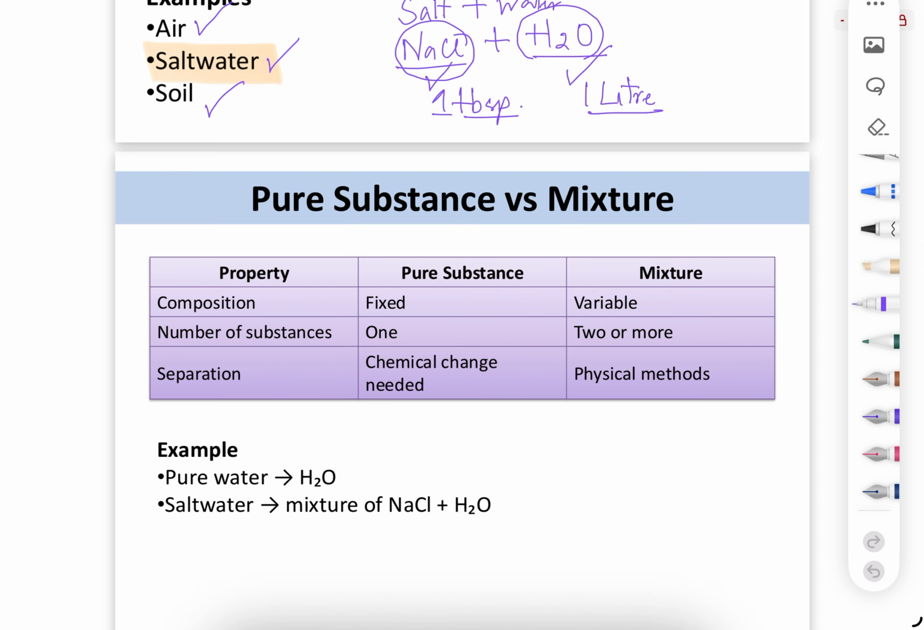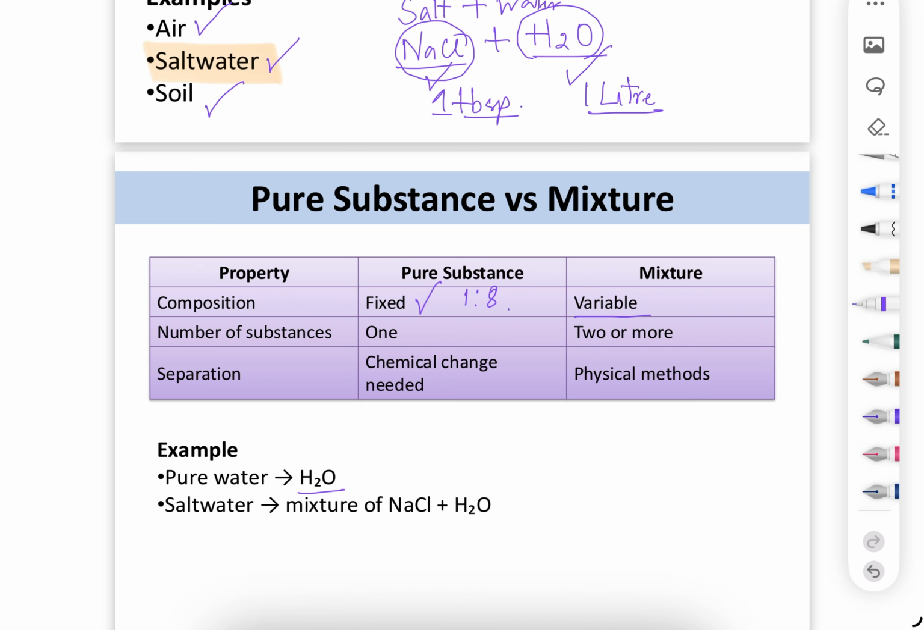Now, a comparison of pure substances and mixtures. I think you are good at it. Pure substances will have fixed composition. Like water, there will be a ratio of 1:8 by mass that will stay the same always, because it's a pure substance, and the mixture is variable.